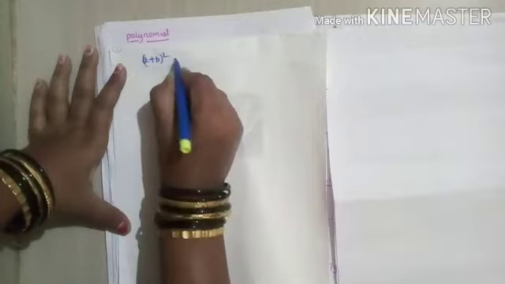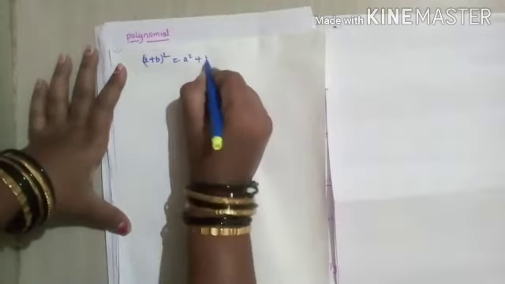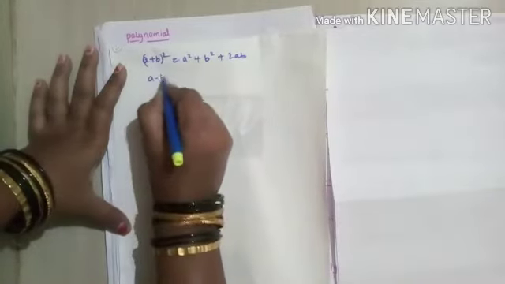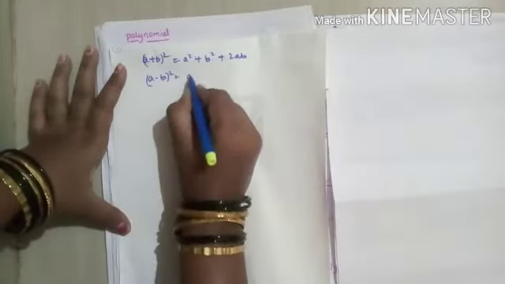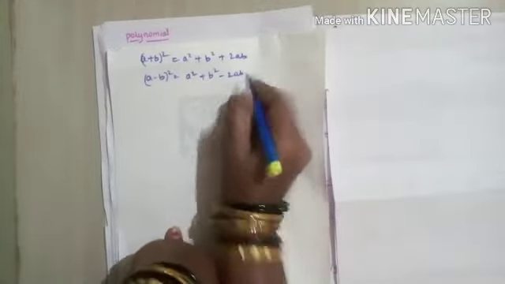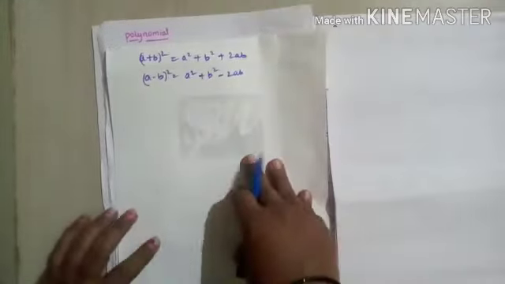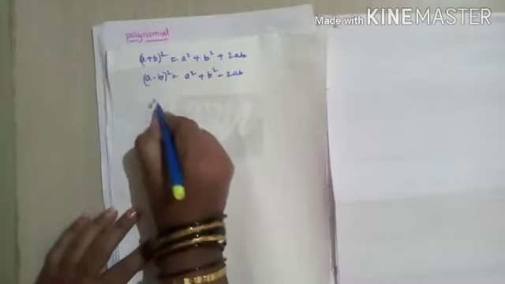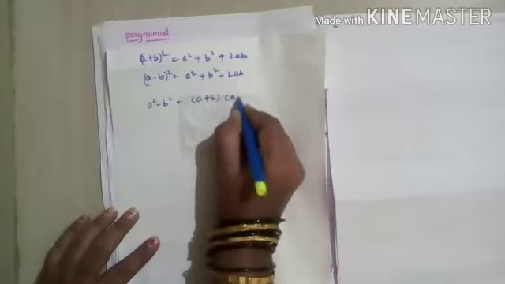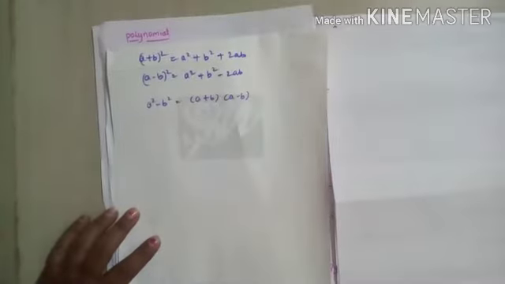Identities means a plus b whole square formula. You learnt a plus b whole square formula is a square plus b square plus 2ab, and a minus b whole square formula is a square plus b square minus 2ab, and one more formula you've learnt, that is a square minus b square is a plus b into a minus b. Using these identities we factorize the algebraic expressions.